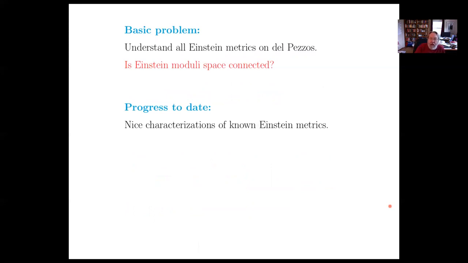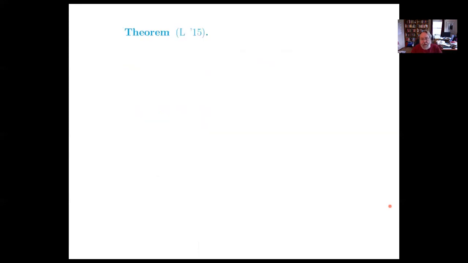The progress to date, and I'm going to tell you about some new developments, is that there are now some nice Riemannian characterizations of the known Einstein metrics, the conformally Kähler ones. And in particular, one knows that these metrics actually represent exactly one connected component of the moduli space. So that was first proved for all cases in a paper I wrote in 2015.